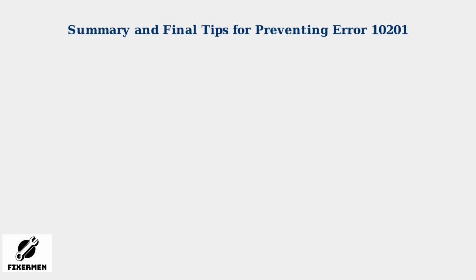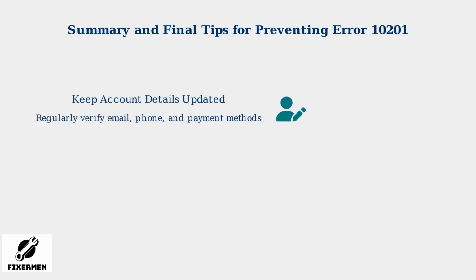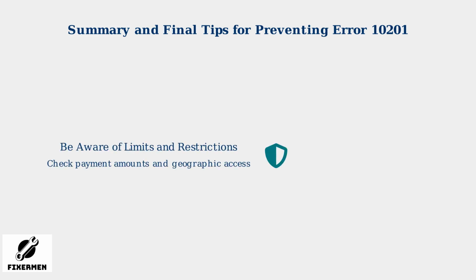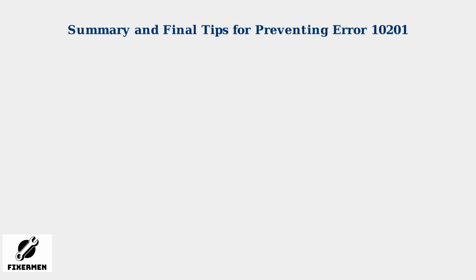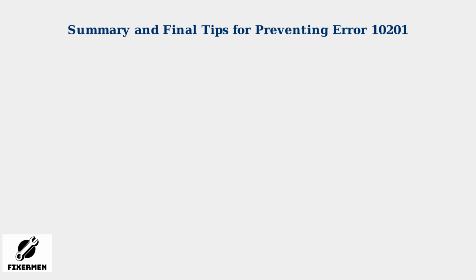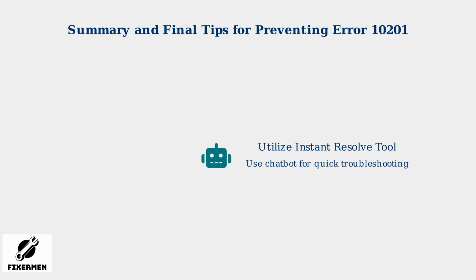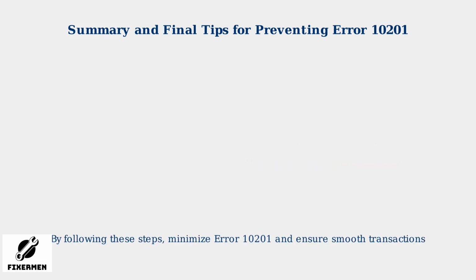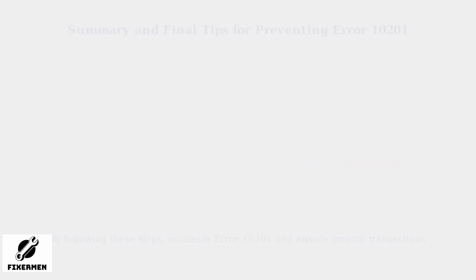To summarize PayPal Error 110201 prevention, keep your account details updated, be aware of payment limits and geographic restrictions, use PayPal's mobile app, and utilize the Instant Resolve tool. Regularly verify your email, phone number, and payment methods to prevent verification issues. Check your payment amount limits and ensure you're not restricted by geographic location. Use PayPal's mobile app with biometric confirmation for secure and quick verification. Take advantage of the Instant Resolve chatbot tool for immediate troubleshooting assistance.